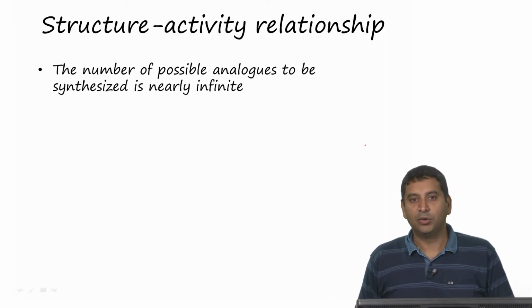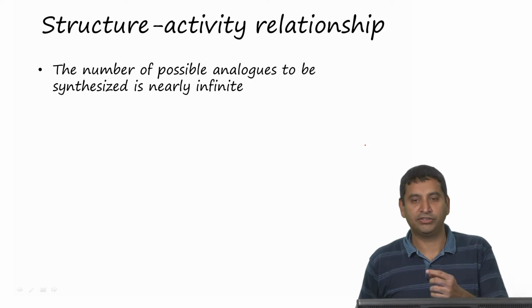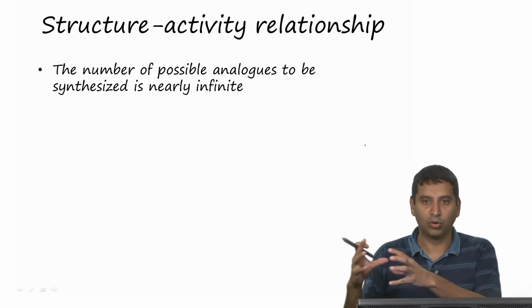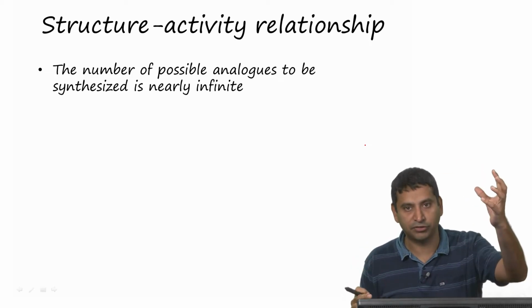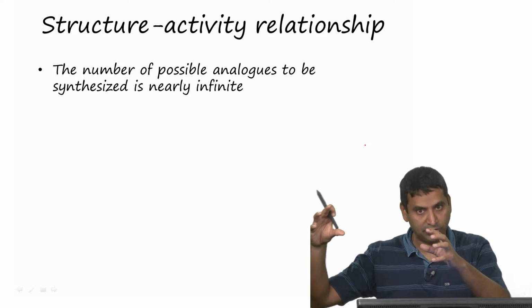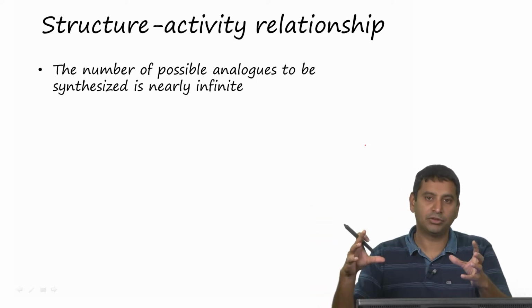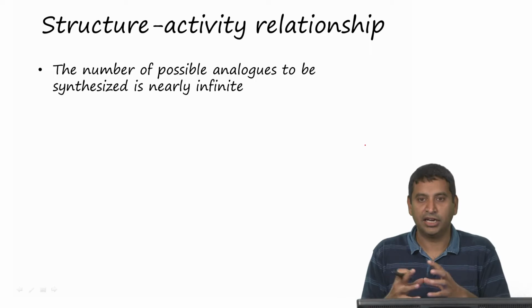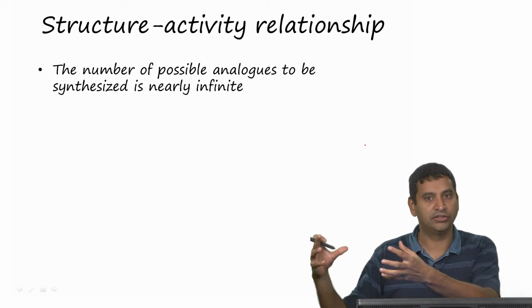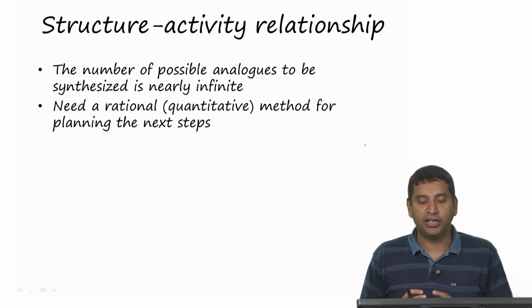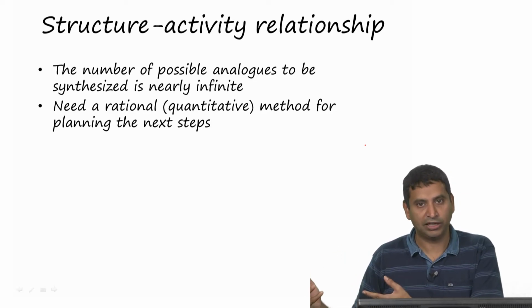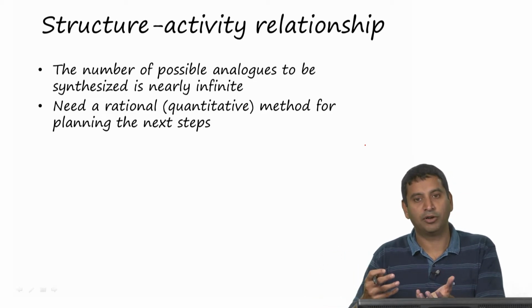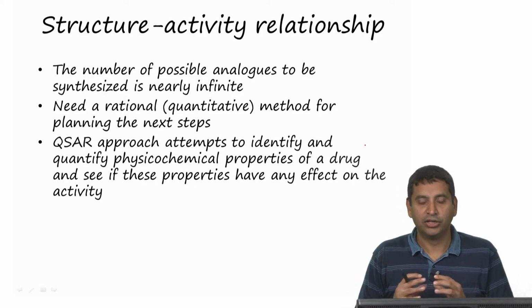So here you have a number of possible analogues that can be synthesized. So if we don't have a good idea about how to go forward, we will look more or less from intuition as to maybe this part of the structure should be changed or the other part of the structure should be changed and so on. But if I add up these combinations, it will be nearly infinity, and clearly we don't have the resources to synthesize an infinite number of compounds. So what we need is a rational method, and preferably a quantitative method for planning the next steps. And since synthesis is actually quite expensive to carry out, we would need to take help from quantitative methods. So here is the approach that we use.